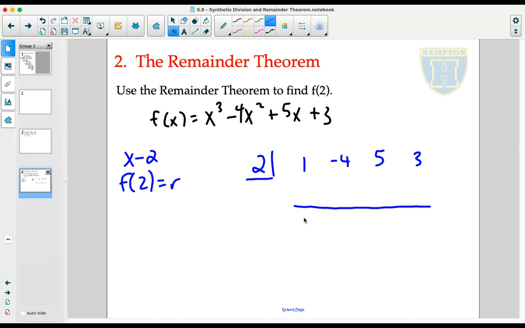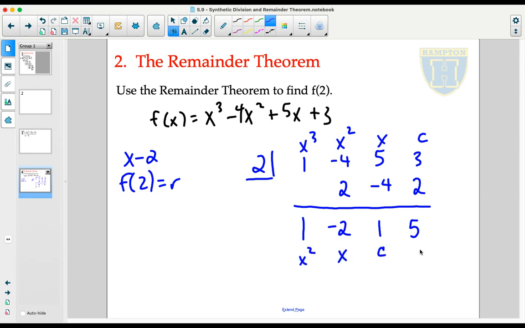As we always do, we'll drop down our first coefficient, multiply to create our next one, and then add down. Multiply to create our next one, and then add down. Multiply to create our next one, and then add down. Because this polynomial was cube, square, x, constant, we know that we're going to go square, x, constant, and then our remainder. So because 5 was our remainder, that tells us that if I was to directly evaluate f of 2, my remainder would be 5.